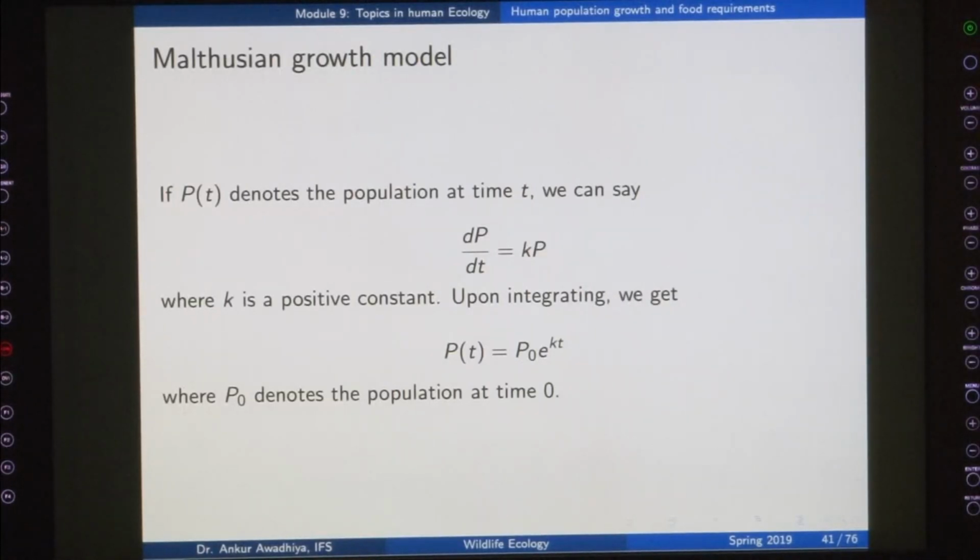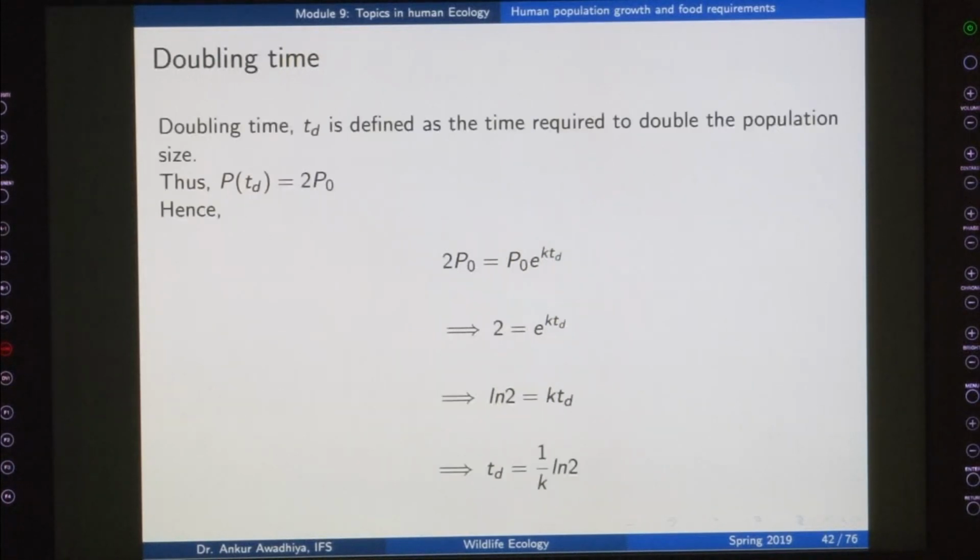So this would say that we have a population that is increasing exponentially, and from here we can define this term called the doubling time. Now doubling time or TD is defined as the time that is required to double the population size. So suppose we started with 1 million people, how much time does it take for the population to increase from 1 million to 2 million, or from 2 million to 4 million, or from 4 million to 8 million? That time TD is called the doubling time.